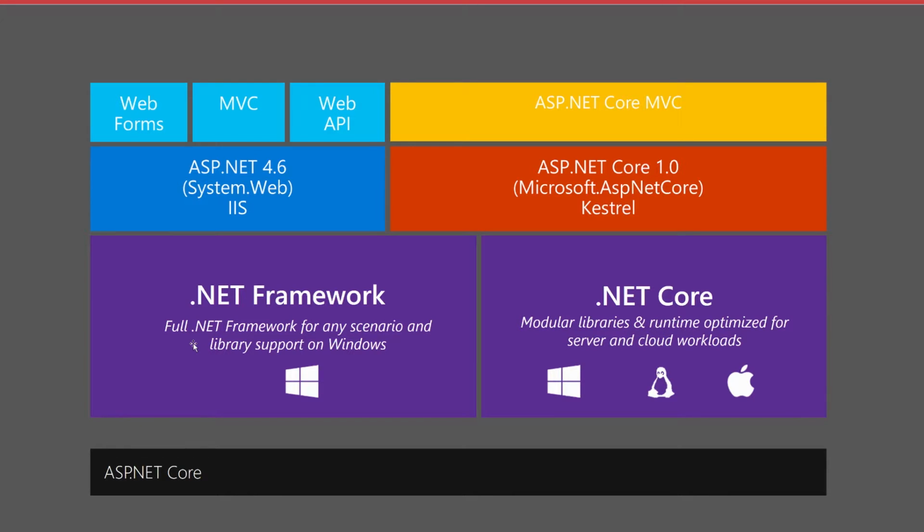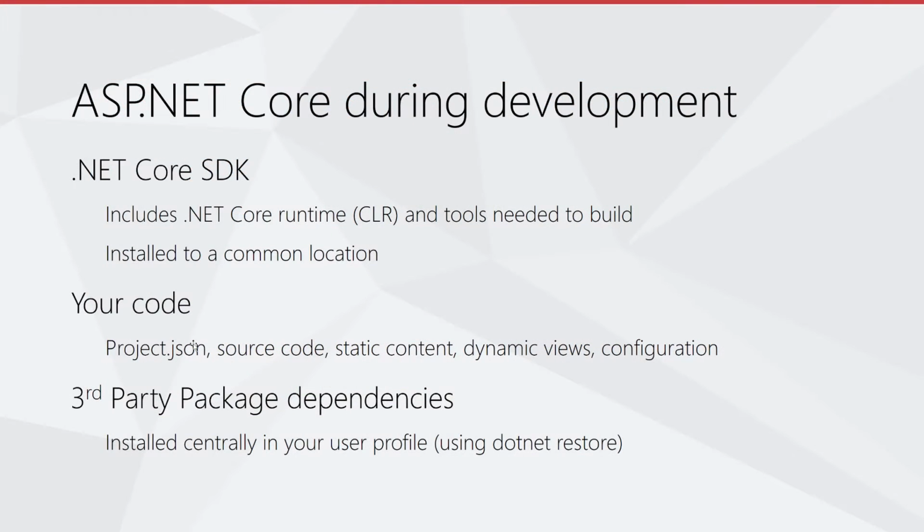Two important things, because I'm going to reference back to those later on: classic ASP.NET runs on IIS. ASP.NET Core runs on Kestrel, which is a new web server. It's very lightweight, very efficient. So that's it.